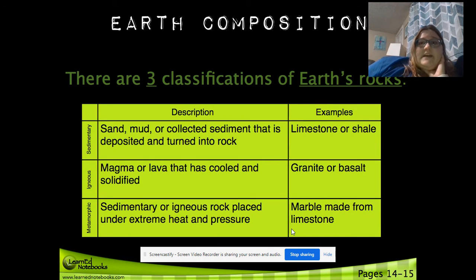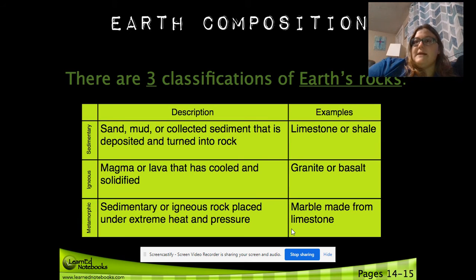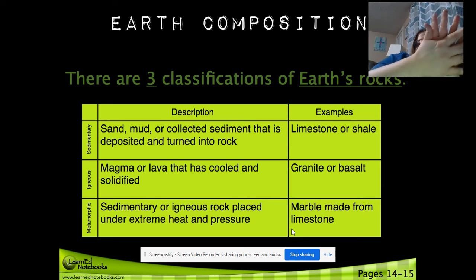There are 3 classifications of Earth's rocks. Okay, guys, this is, again, a spot for you to take notes. You put the notes, a dash, and write it down. It doesn't have a box like this, but it does have a spot. Sedimentary is sand, mud, or collected sediments that is deposited and turned into rock. So it rains, little pieces come down to the bottom of the hill, rains again, and it keeps compressing and packing over many, many years. Example is limestone or shale.